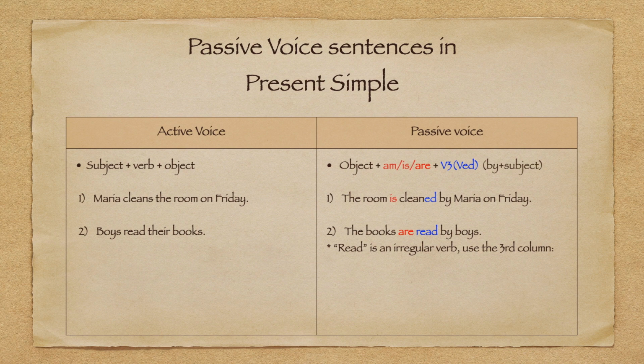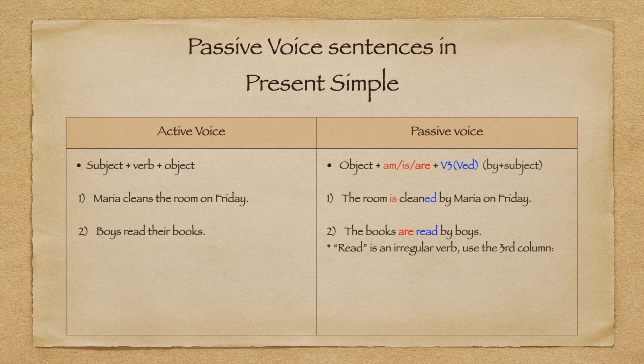Now, let's take a look at the same sentences, but convert them into the passive voice. And now we have object, am, is, or are, plus verb in the third form, or verb plus ed. And after that, we may add by plus subject, or we may skip it, depending on the situation. So the first sentence, the room is cleaned by Maria on Friday. Since clean is a regular verb, we simply add ed at the end.